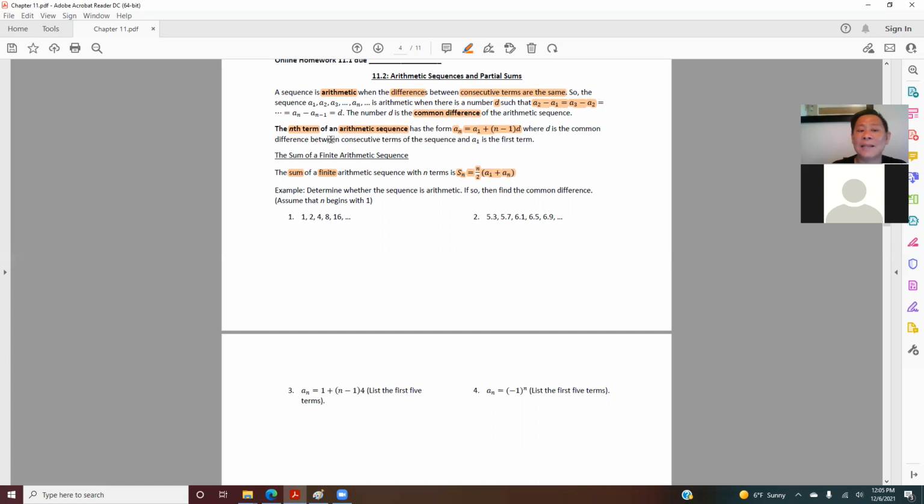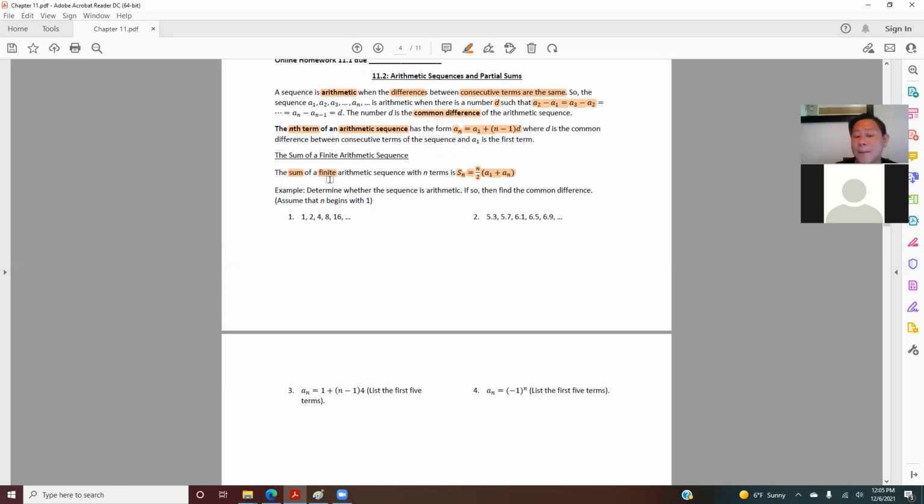N in this case is the term you need to find. So n can be 10, which means it's the 10th term. For example, this is n is 1, n is 2, n is 3. So when I ask for 10, you are looking for the 10th term. And this is the formula to figure out your an term: a1 plus n minus 1, and then you multiply this with d.